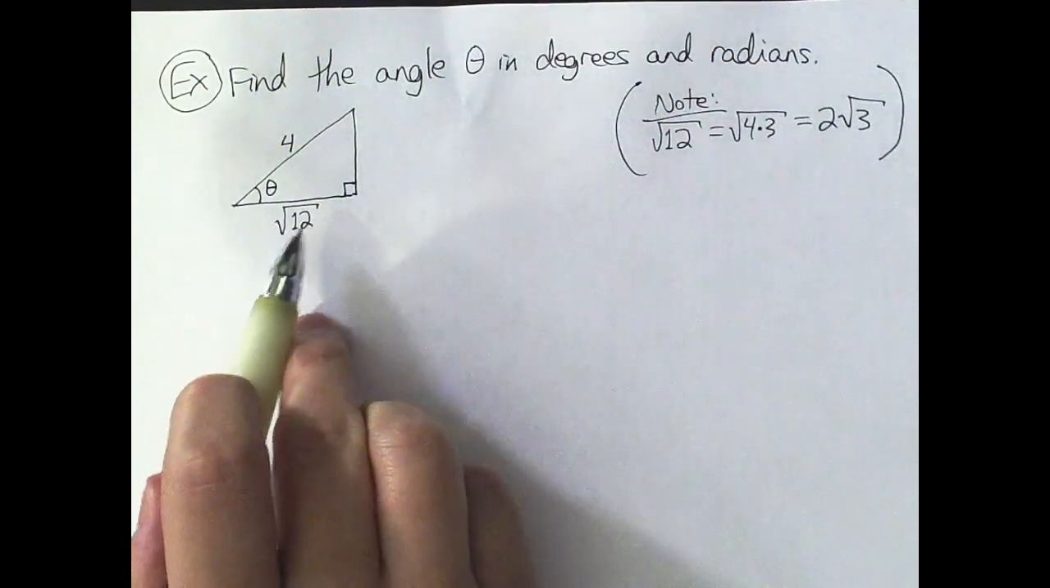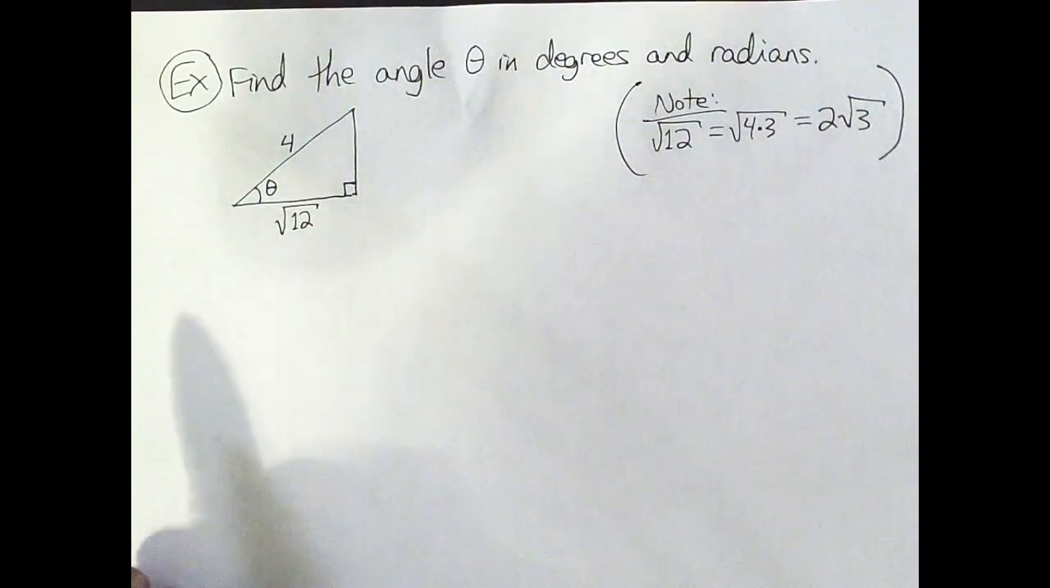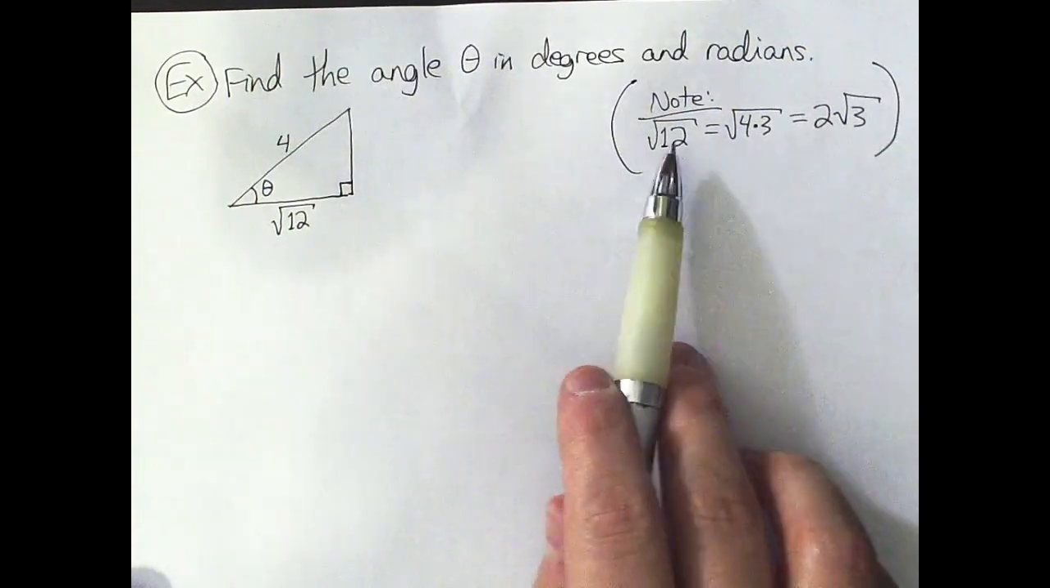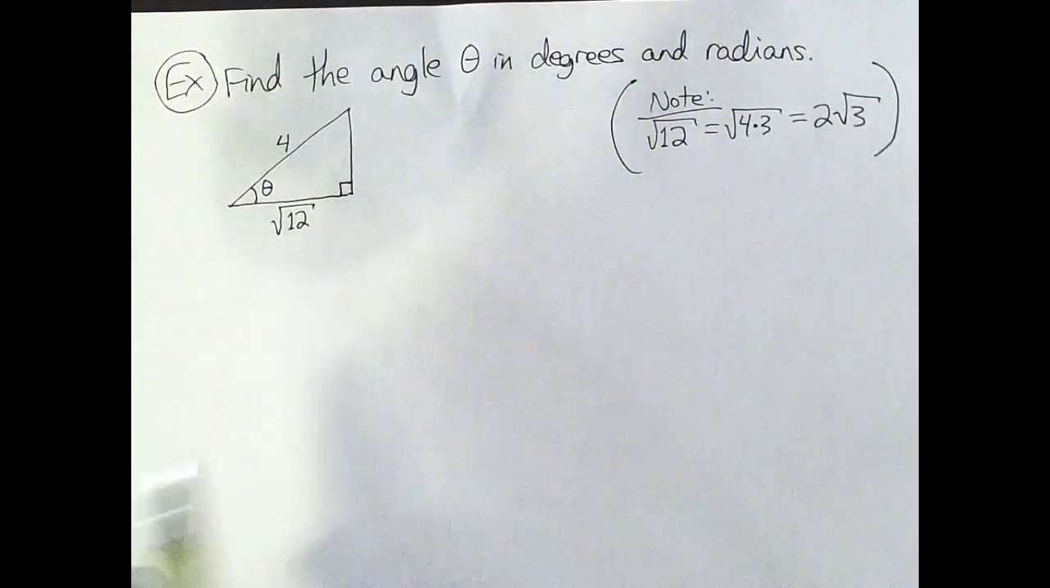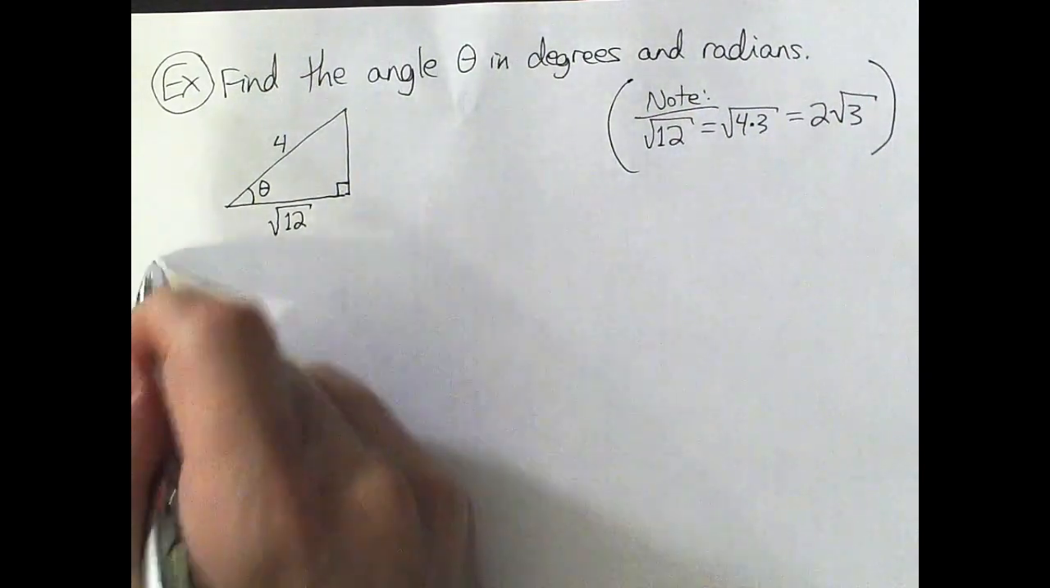I don't know why, but the problem I wrote has square root of 12. I feel like it could have been 2 square root of 3. Maybe we'll keep that in mind as we work on this, just in case a square root of 12 shows up. Maybe this will help us simplify the answer or something like that. All right, but that's all we're given.